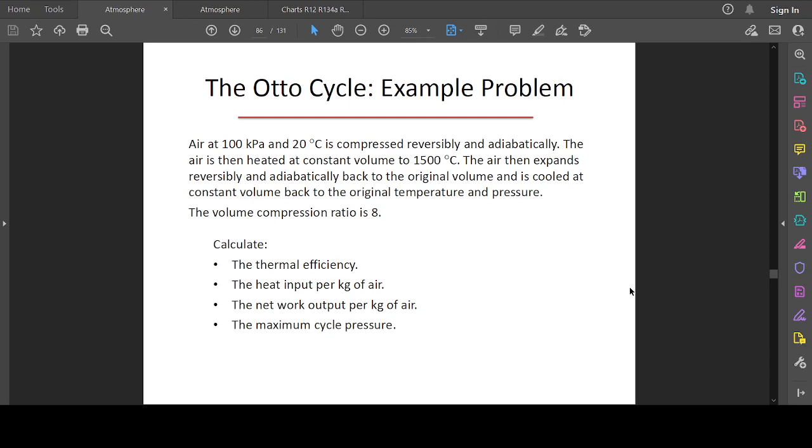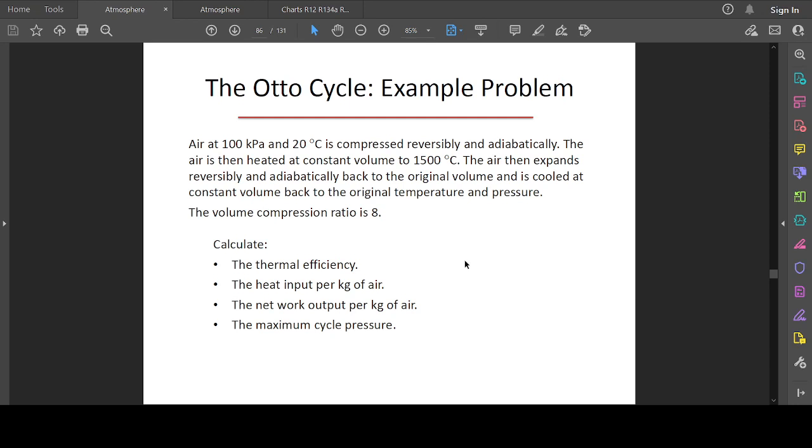So we have air at 100 kilopascals and 20 degrees Celsius, and it's compressed reversibly and adiabatically. The air is then heated at constant volume to 1500 degrees Celsius. The air then expands reversibly and adiabatically back to the original volume and is cooled at constant volume back to the original temperature and pressure. The volume compression ratio is given as 8. So calculate the thermal efficiency, calculate the heat input per kilogram of air, calculate the net work output per kilogram of air, and the maximum cycle pressure.